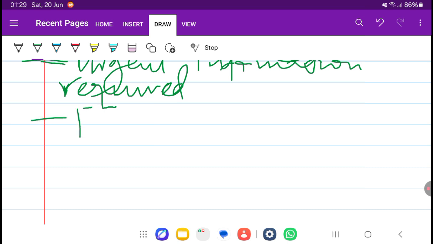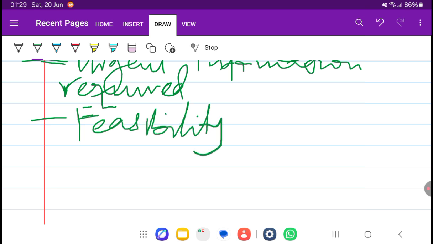The other one that we can talk about is feasibility. Is it feasible? Most of the time it is hard for researchers to conduct research on the entire population because of the resource and budget constraints. Of course, limited resources in terms of the budget and even the time constraints.